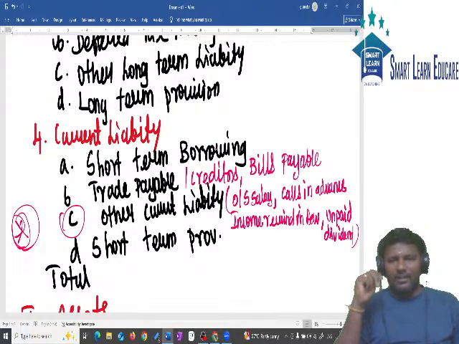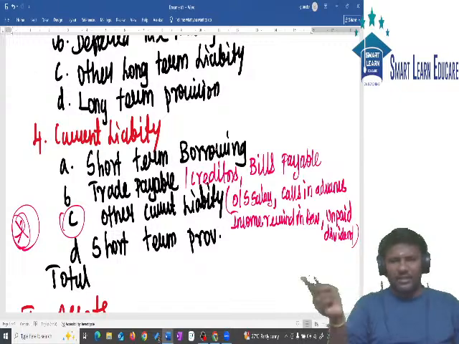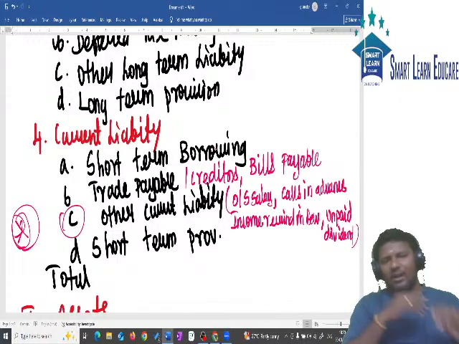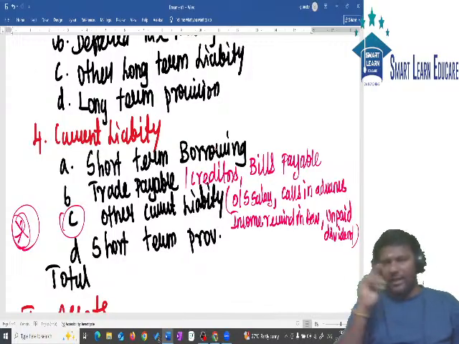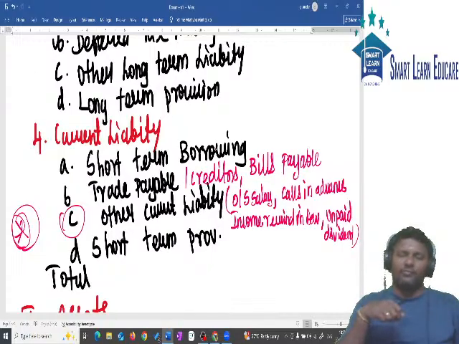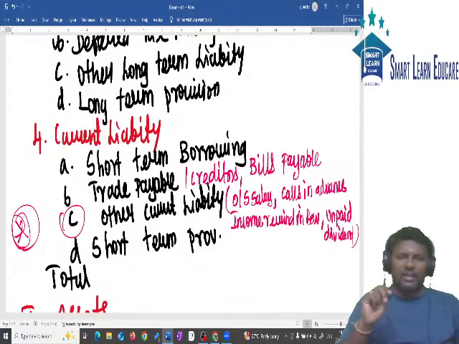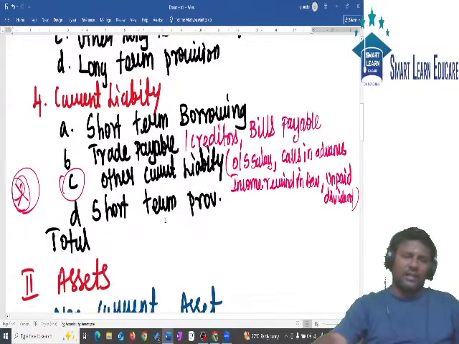Unpaid dividend, very very important thing. Dividend which is not yet paid will come under current liability. Dividend once declared should be paid within 3 months. So whatever liability has to be paid within a period of 1 year, we call it current liability. Unpaid dividend will come under current liability. Income received in advance, current liability. Calls in advance, current liability. Outstanding salary, current liability. Other current liability, very important thing.